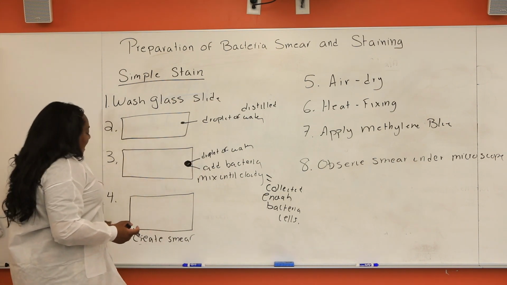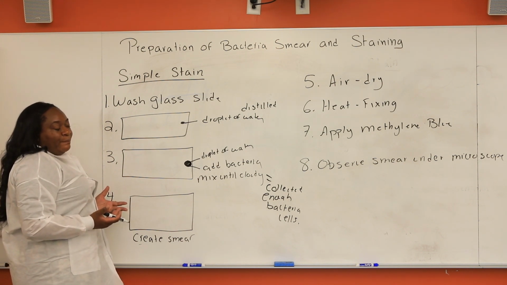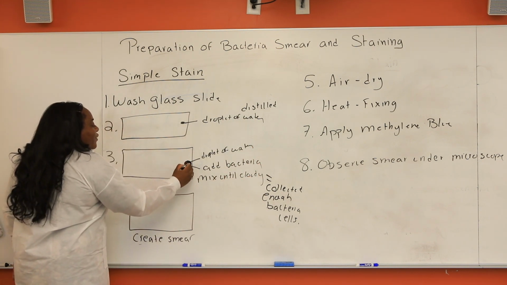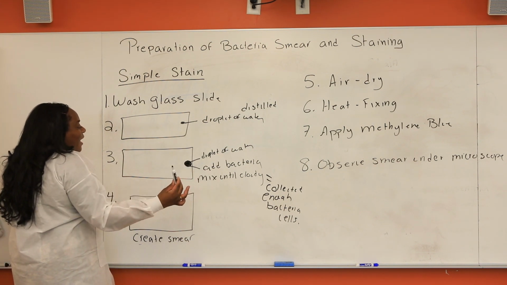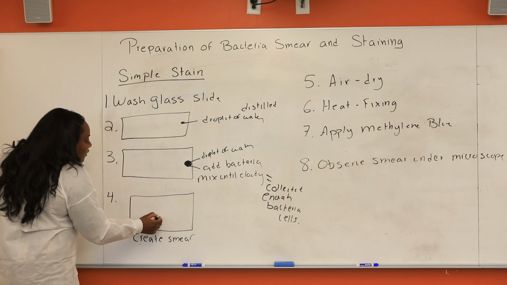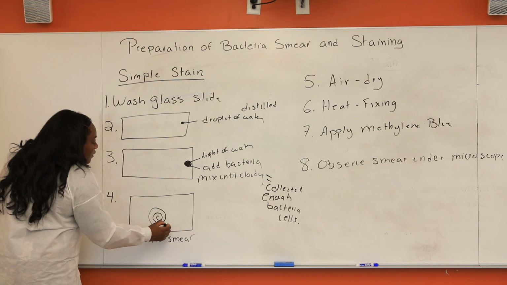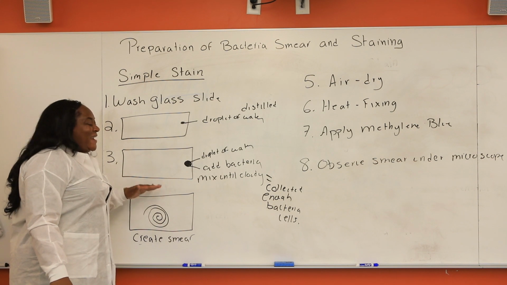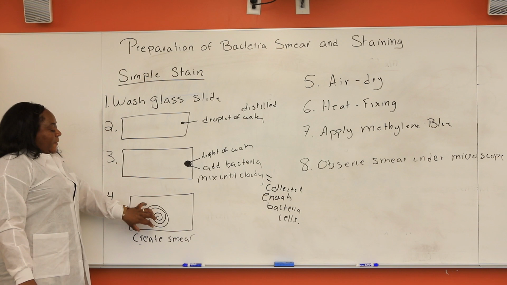Okay? The next step, so step number 4, is now you are ready to create your bacteria smear. So say that this marker is your inoculation loop. After you're done mixing, you're going to lift up the inoculation loop, and you're going to start making a spiral or these semicircles, and you're going to gradually make it bigger. This is going to help to thin out or spread out your bacteria smear. Okay? So this is your bacteria smear.